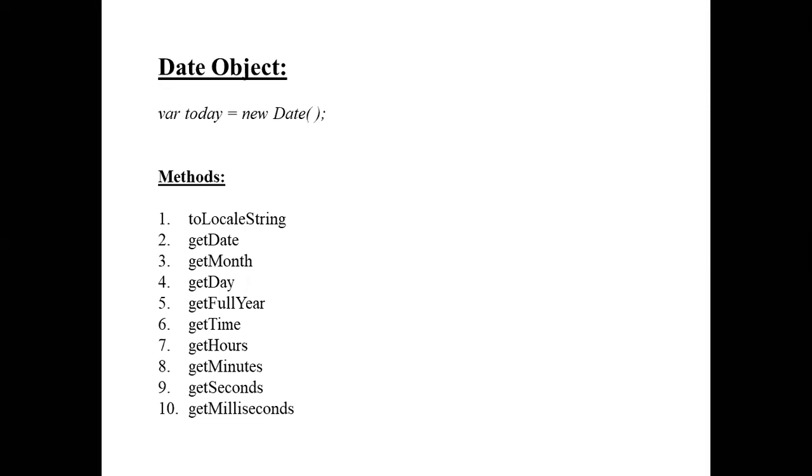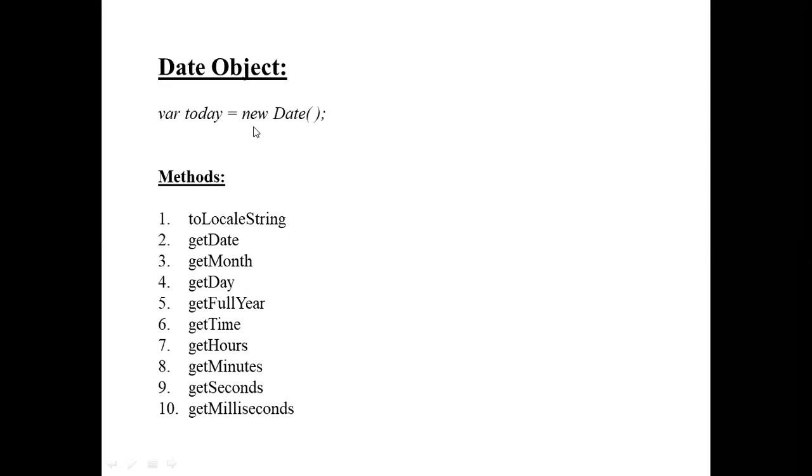JavaScript provides support for working with dates and time through the Date object. The Date object is created using the new operator. For example, var today = new Date(). Here the Date object is today, created using the new operator.